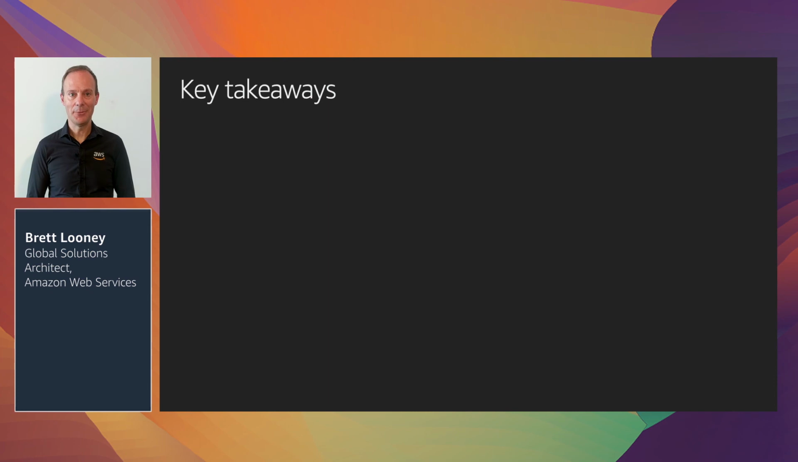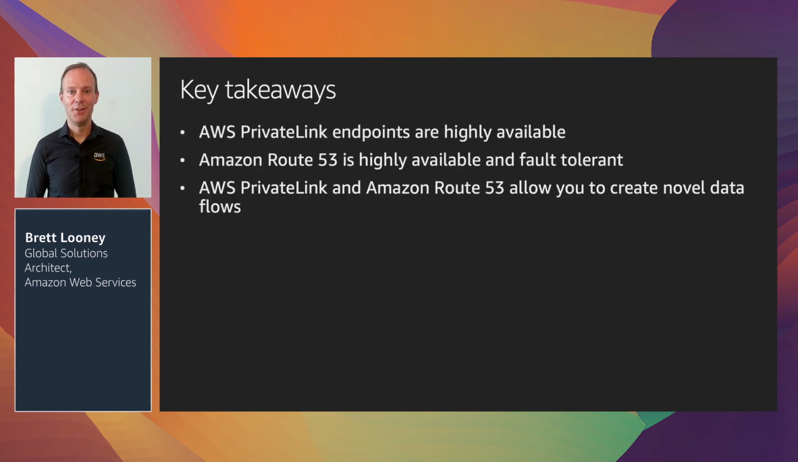Okay, so some key takeaways from this presentation. PrivateLink endpoints are highly available. Put them in multiple availability zones. Route 53 is highly available and fault tolerant, and you should definitely use the Route 53 resolver if you have challenges between on-premises and inside your VPC looking up names. And using PrivateLink and Route 53, you can create some very, very interesting data flows between clients and servers that are either in AWS or on-premises.